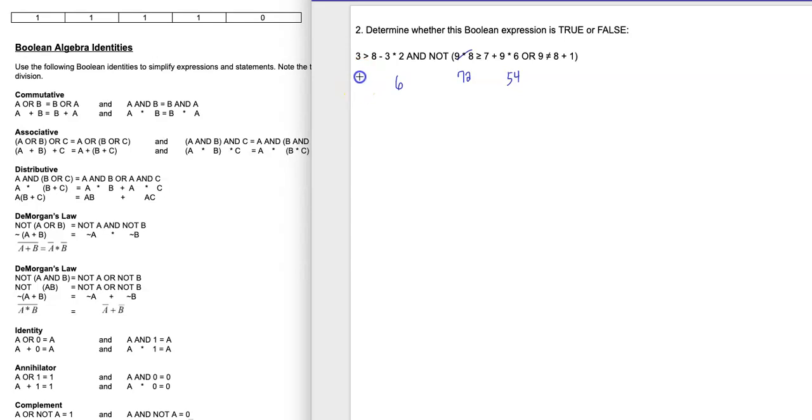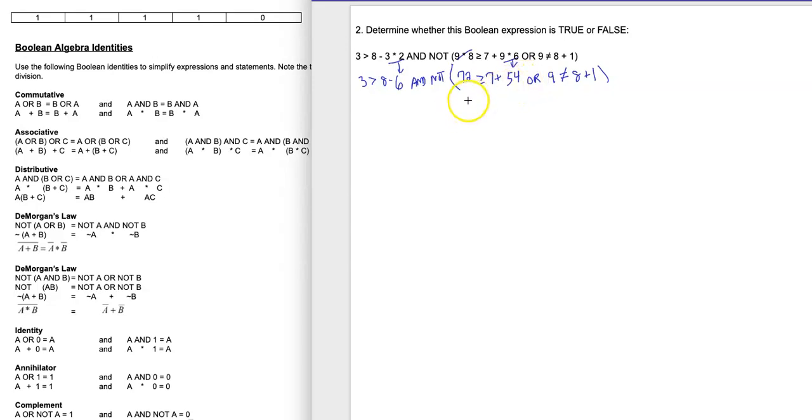Okay, now I'm rewriting everything. 3 greater than, 8 minus, that 3 times 2 became 6. I rewrite the and the not. I rewrite this left parenthesis, of course. I rewrite the greater than sign, 7 plus 9 times the 6 became the 54. Rewriting or 9 not equal to 8 plus 1. Okay, I finished multiplication and there is no division.